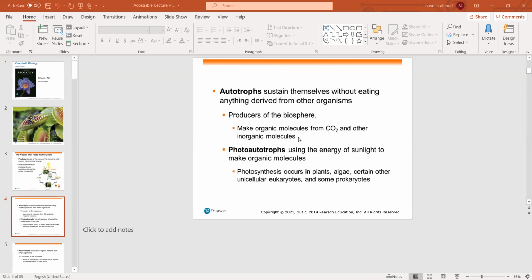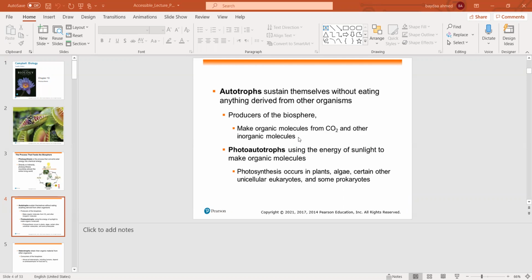Autotrophs are self feeders. Auto means self and trophs means feeders. They sustain themselves without eating anything derived from other living beings. Autotrophs produce their organic molecules from carbon dioxide and other inorganic raw materials obtained from the environment. They are the ultimate source of organic compounds for all non-autotrophic organisms, and for this reason, biologists refer to autotrophs as the producers of the biosphere.